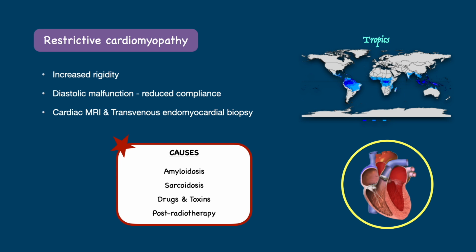Common infiltrative diseases that lead to a restrictive type of cardiomyopathy include amyloidosis and sarcoidosis. This condition can also be caused by certain drugs, specifically chemotherapeutic drugs such as anthracyclines. Other causes include post-radiotherapy and Loeffler endocarditis. Cardiac MRI and a transvenous endomyocardial biopsy are done to establish the diagnosis and also to look at the severity of the disease pattern.